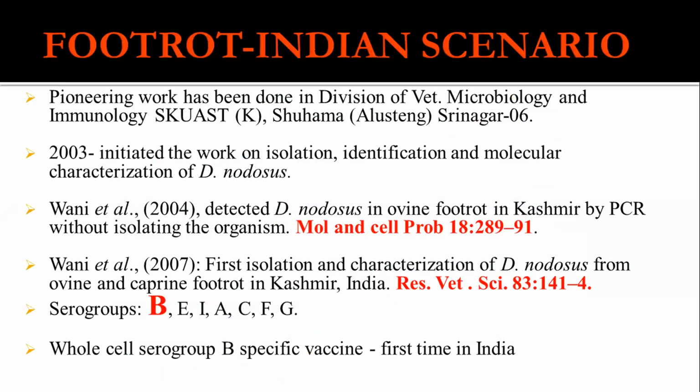Now coming to this foot rot, since we know the pioneering work, we have started this work in our laboratory. We first detected this organism in the outbreak in 2003, and subsequently in 2007 we isolated this organism. We have found that serogroup B is the predominant serogroup, followed by serogroups E and I. Even though we have detected A, C, F, and G serogroups as well, the most predominant is serogroup B. Subsequently, we prepared a whole cell, serogroup B specific vaccine, the first time in India.